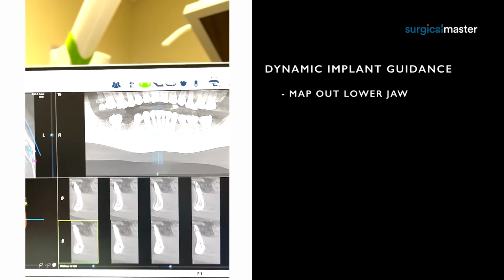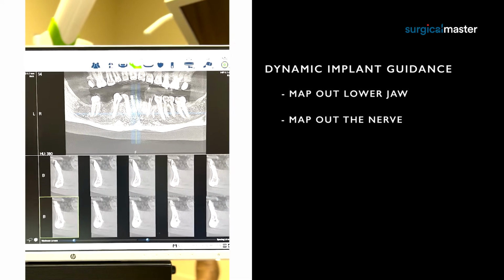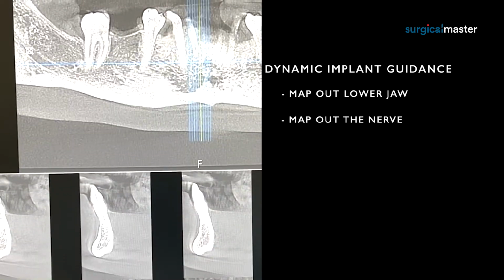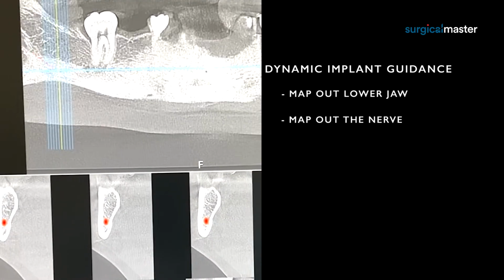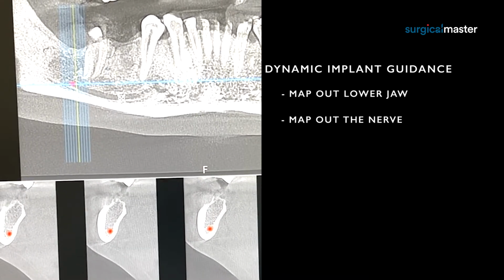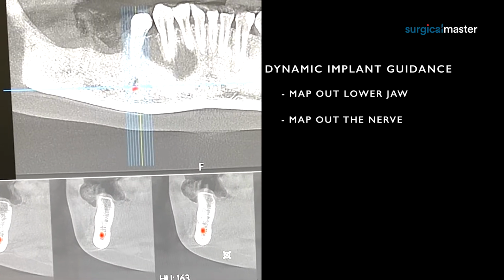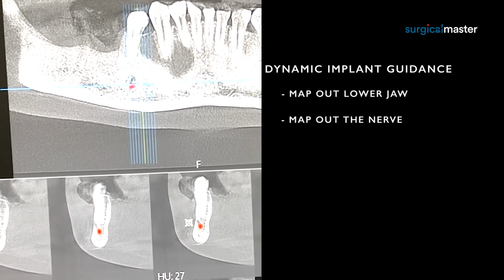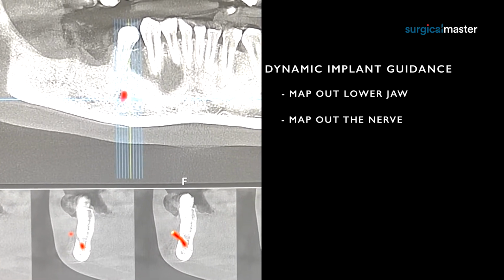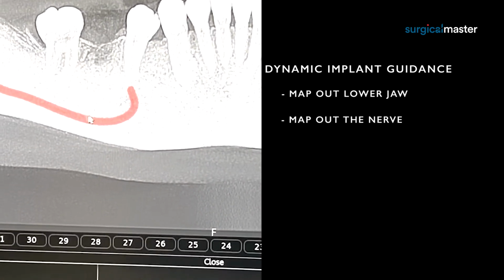Next, we want to map the nerve, because one thing we don't want to do is hit the nerve. So we map the nerve. All right, now we're done with the nerve. Now after we map the nerve, let's go and let's put a tooth. So that's, you see where the nerve is, goes like this.